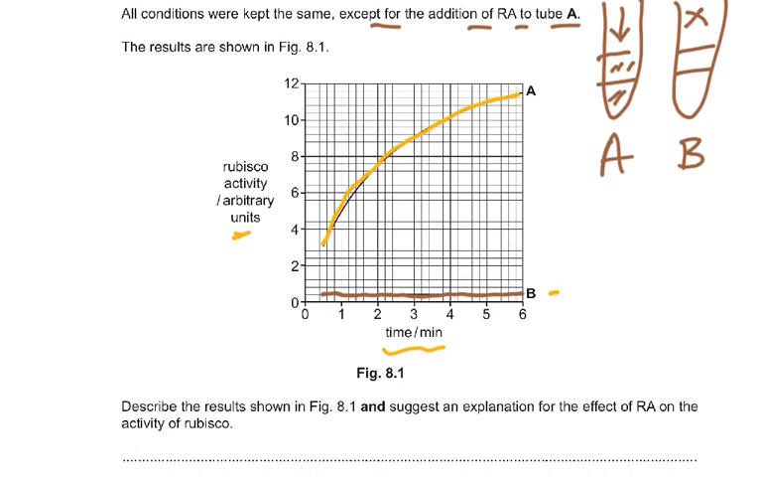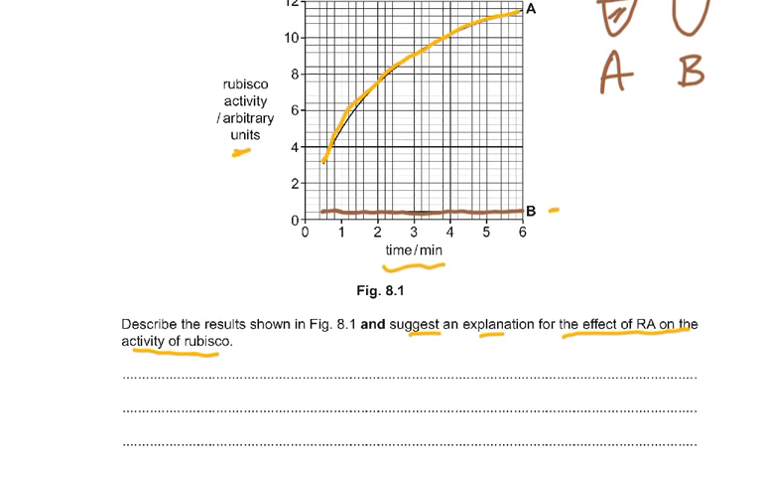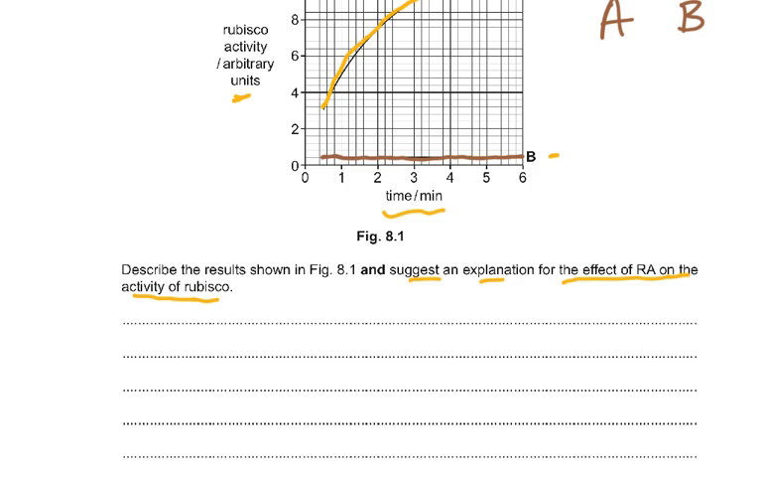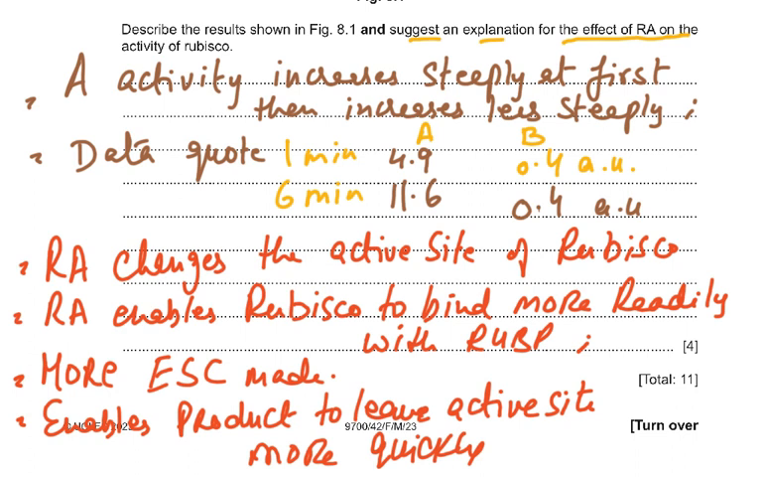Describe the result shown in figure 8.1 and suggest an explanation for the effect of RA on the activity of Rubisco. So this was describe and suggest an explanation. The describe is always the one which is the easiest, and you can get full marks on that. I always say that this is something where, not knowing any bio, you can still get marks here. Now when you look at the describe, that was very easy.